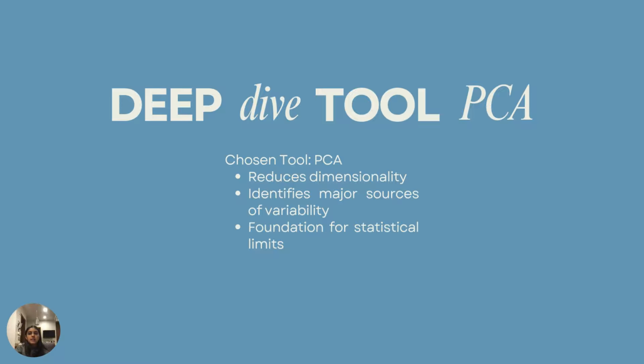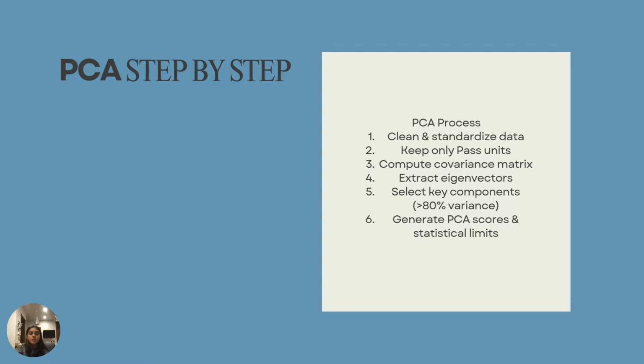For the deep dive, I selected PCA because it was essential to understanding measurement variability in the Maytag FBT dataset, and it helped us simplify a high-dimensional dataset and identify which variables actually drive variation in the test results. The PCA process started with cleaning and standardizing the dataset. We kept only the passing units to build a stable baseline.